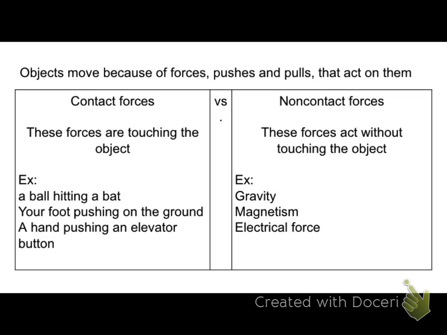They are touching. If something is a non-contact force, then that means that it is a force that acts without touching the object that it's acting on. So examples of contact forces would be a ball hitting a bat, your foot pushing on the ground, basically any situation where you have two objects that come in contact with each other and one of them pushes on or pulls on the other.